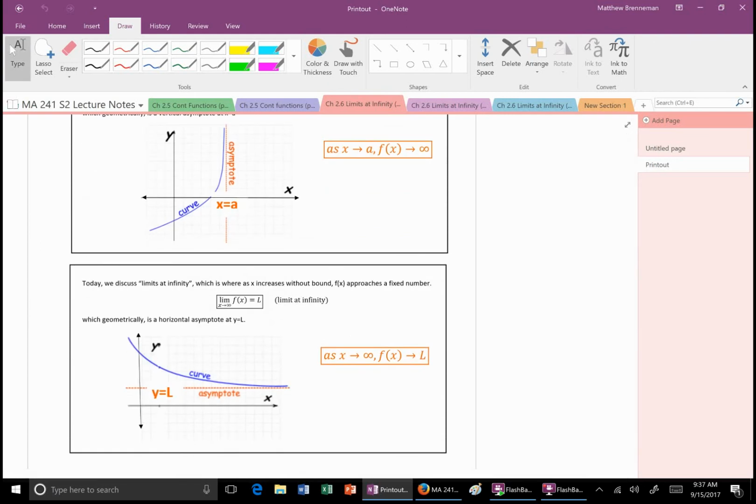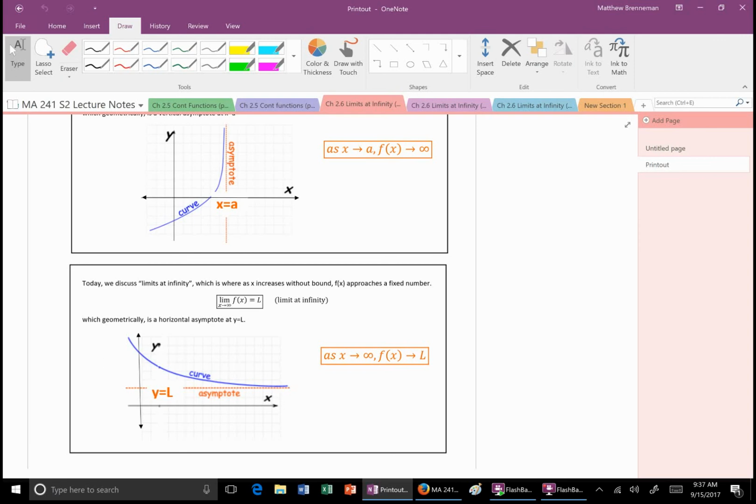There are actually 3 kinds of asymptotes, right? There's vertical, horizontal, and we're going to talk about those too. So here is a limit at infinity. Notice the word. This is saying as x goes to infinity, f of x is equal to 1. And what that means is that f of x gets close to 1.